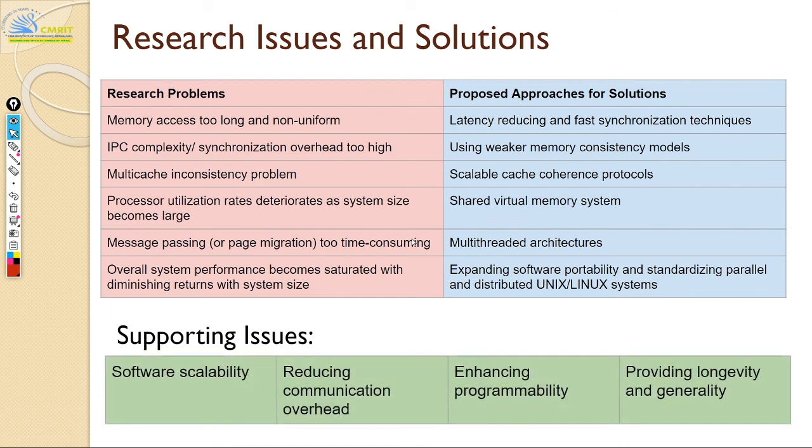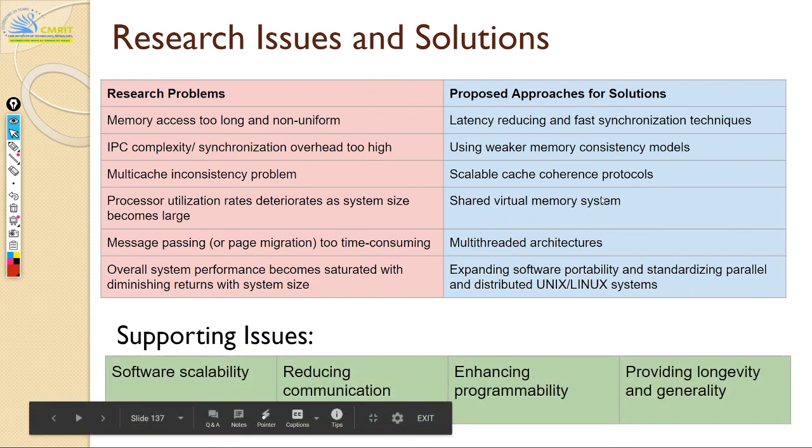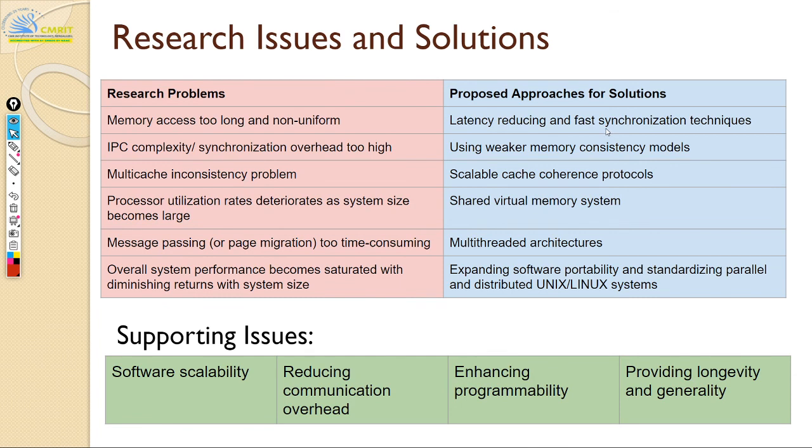Finally, we have supporting issues. You need to focus on software scalability, reducing communication overhead, enhancing programmability, and providing longevity and generality. So with that, we come to the end of chapter 3 and module 1.